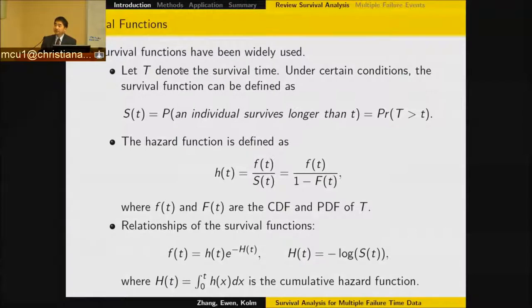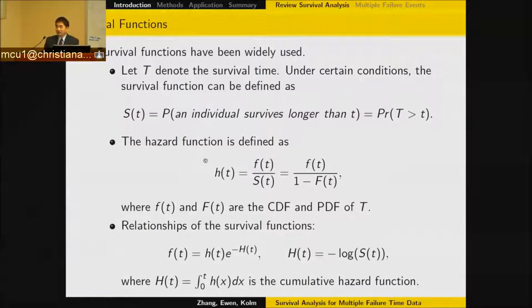So we can let T denote the survival time with some mathematical conditions. A survival function is defined as the probability of an individual surviving longer than time T, which means the probability that the survival time is longer than T. If you look at the medical literature, you will see two guidelines: the number of patients and the rates, and the number of patients who survive. So this is the survival function, which means the probability of patients surviving longer than T.